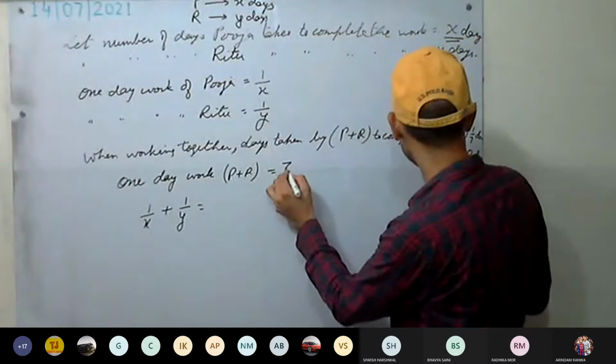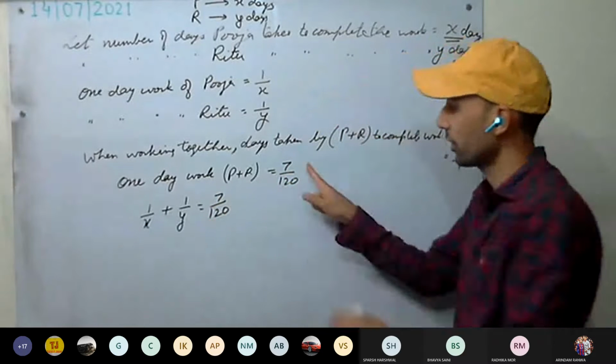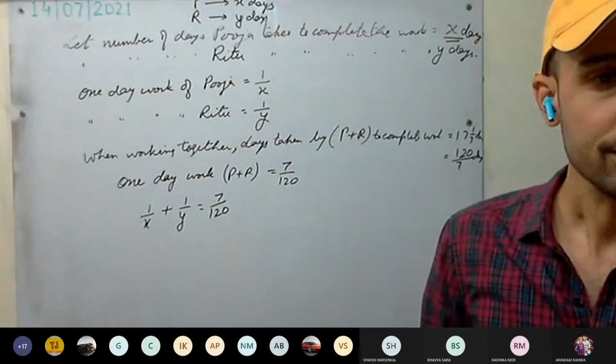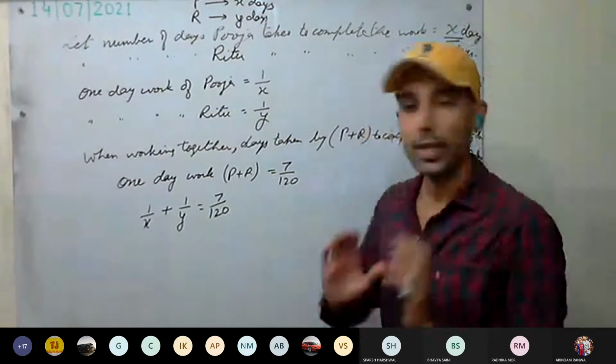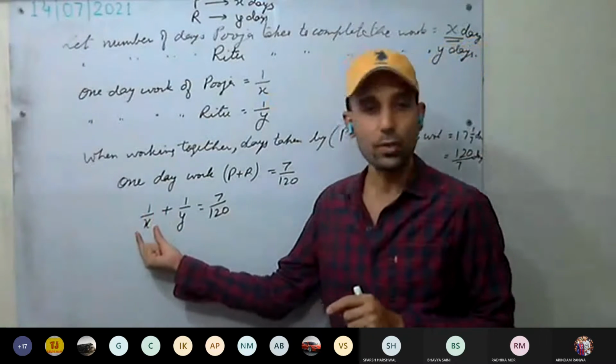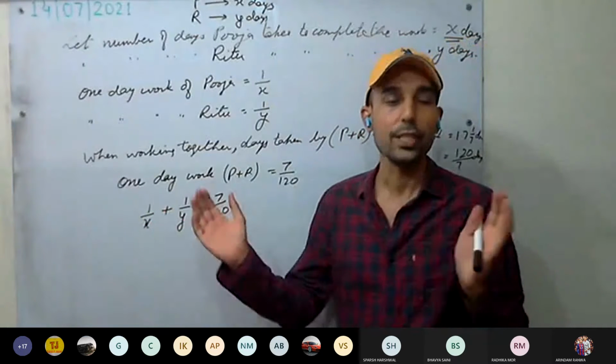Number of days 7 upon 120 it will be 7 upon 120 only. One day work is 7 upon 120. Have you understood this one? So see here, when they are working together means one day work of Pooja, one day work of Ritu, they will add.